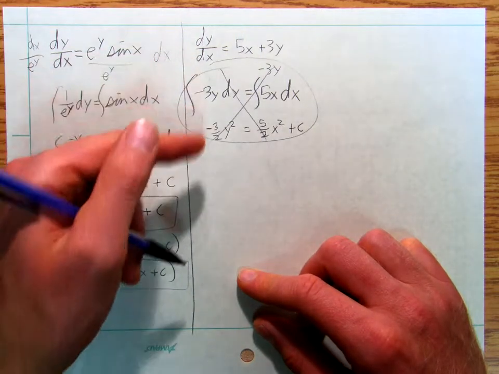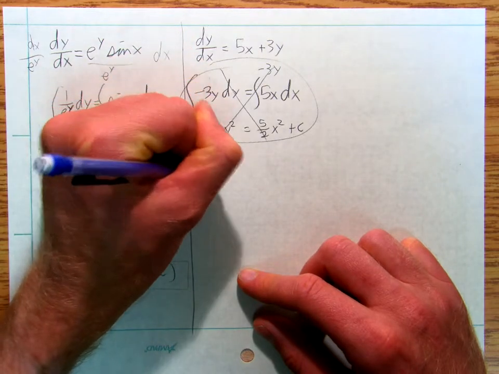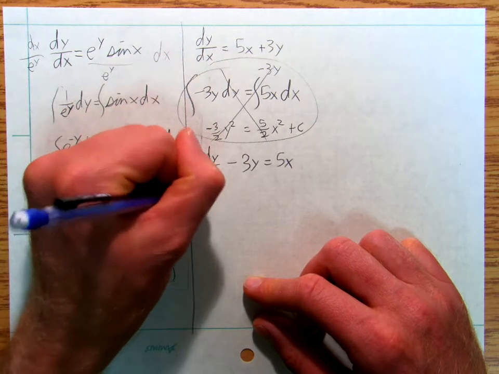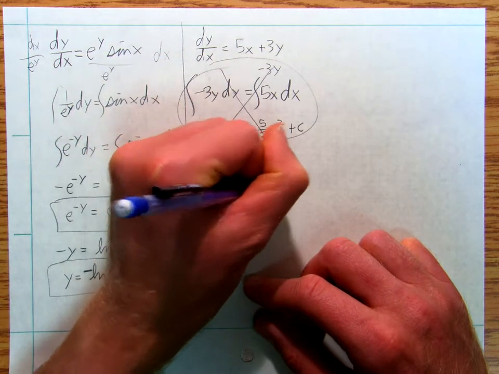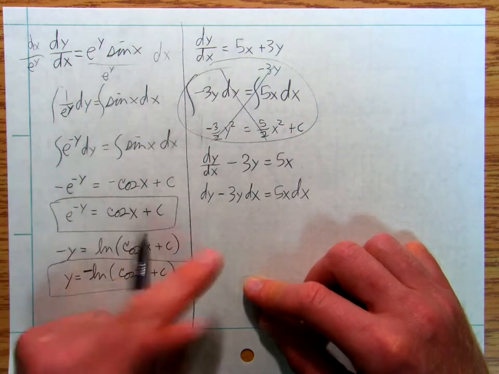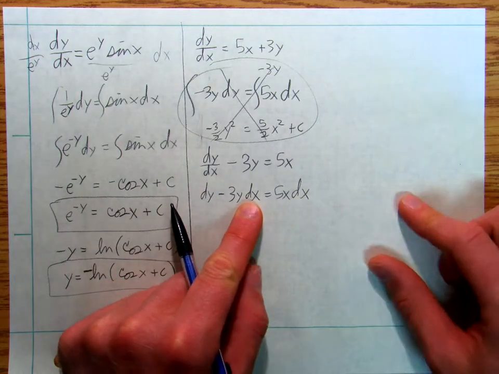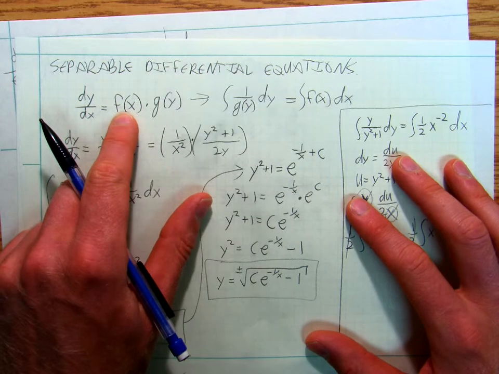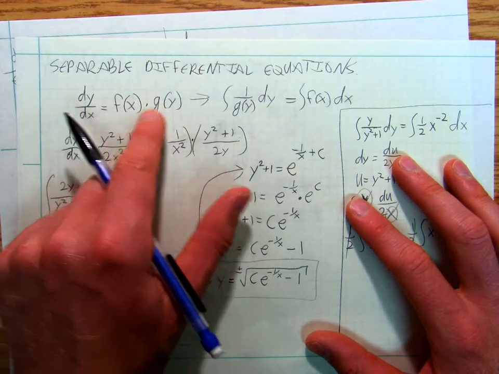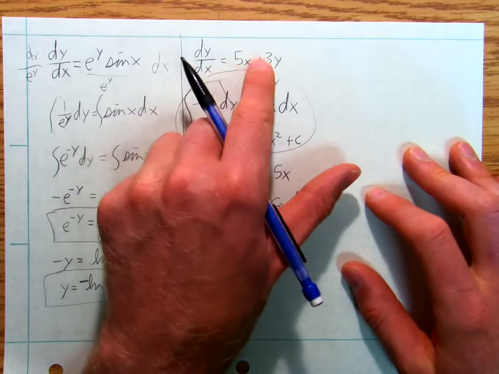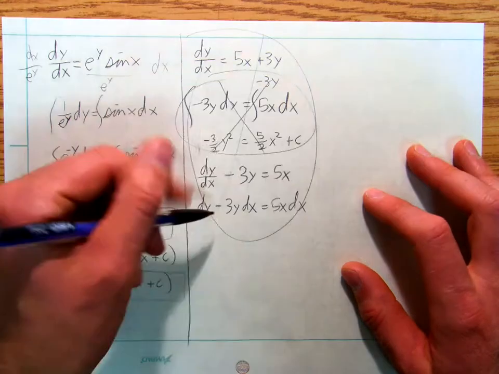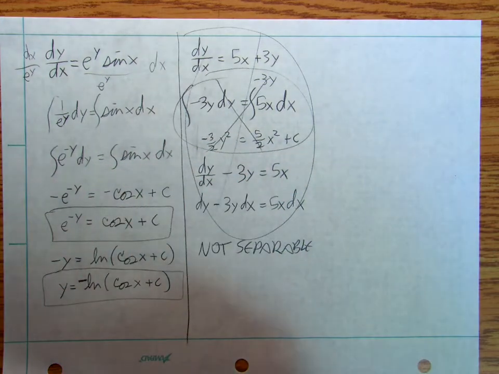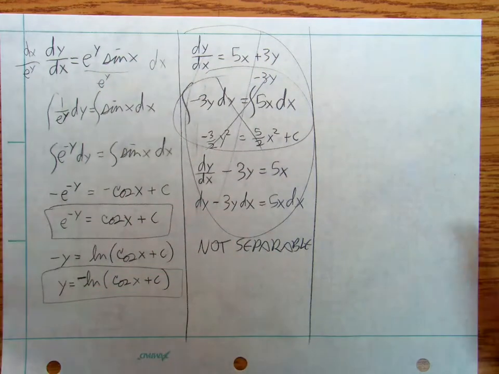If I do it right, I get dy/dx minus 3y is equal to 5x. Then if I multiply that by dx, I get dy minus 3y dx equals 5x dx. And that's not right, because there I've got a y and I've got a dx. So I cannot separate this, because it's got to be a function of x times a function of y. This is a function of x plus a function of y. So that whole thing, that's not separable. If you can't get it down into a function of x times a function of y, it is not separable.